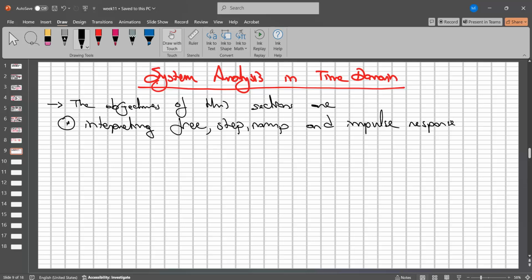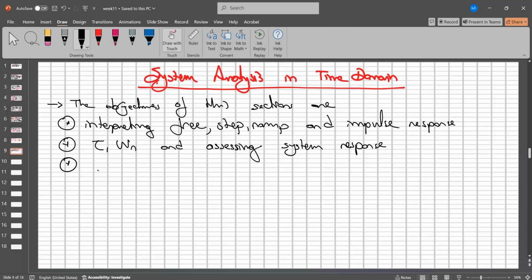What's the meaning of the free response? Can anyone say that? Anyone remember? It's entirely dependent on what, the initial condition, right? Initial condition. It's the free response. Forced response means that forced is entirely depending on the what? The input, right?